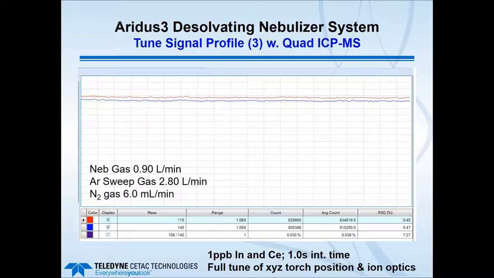So those values there, again, are for this particular quadrupole system. NEM gas, argon sweep gas, nitrogen, they can be different depending upon the model ICP-MS you're using. But it is important to note that once you have a good rough estimate of where these gas flows should be set, the other ICP-MS parameters do need to be retuned. The torch XYZ position and the ion optics do need to be reset. The values that you've been using, say, for wet plasma with the standard nebulizer and spray chamber often are different under dry plasma conditions.